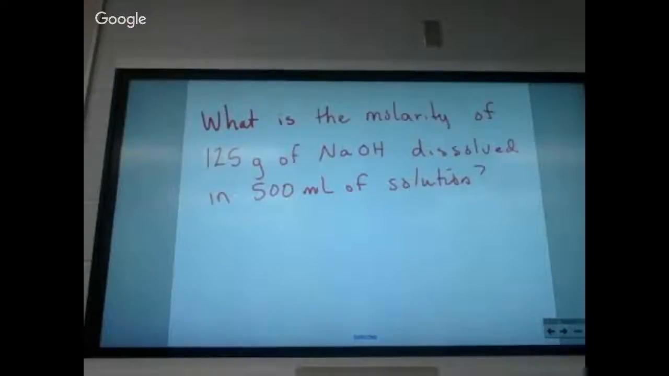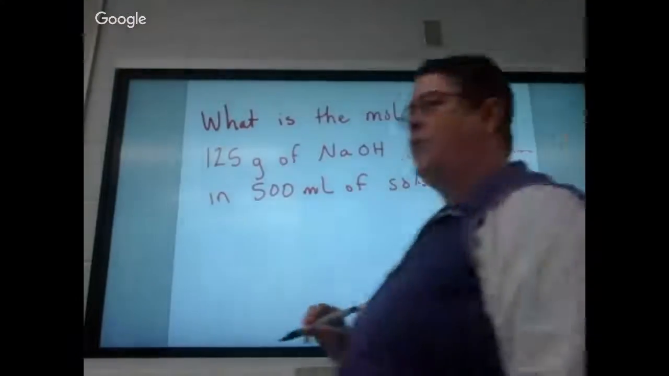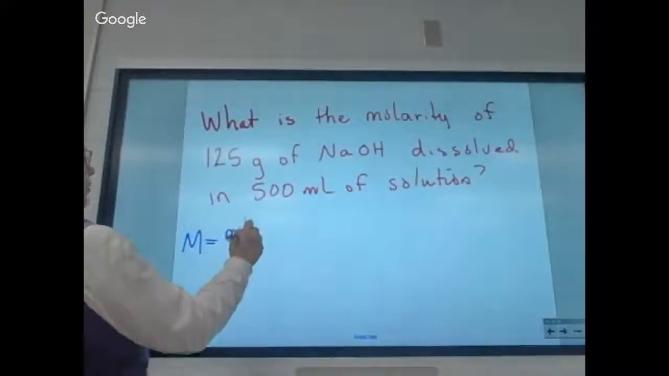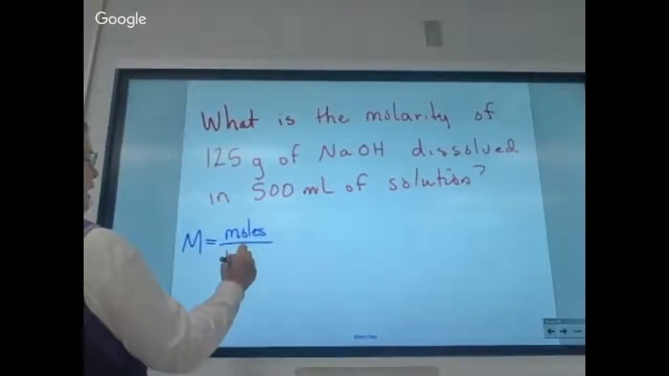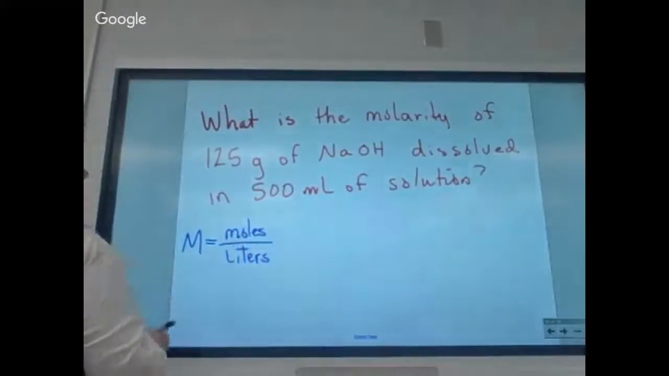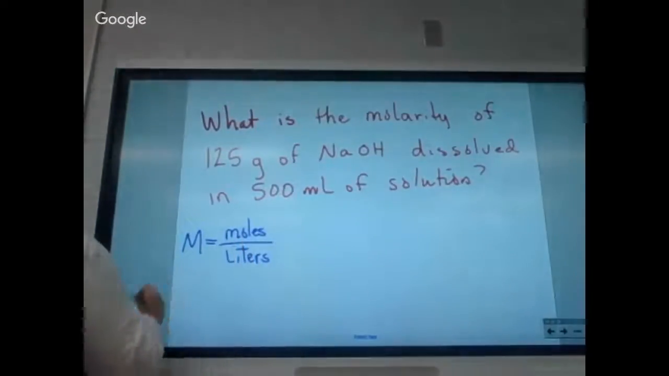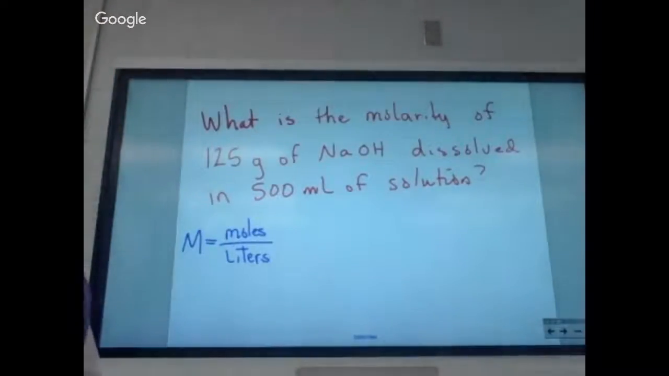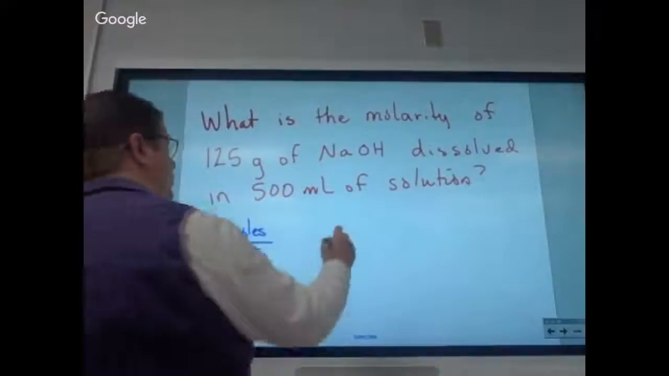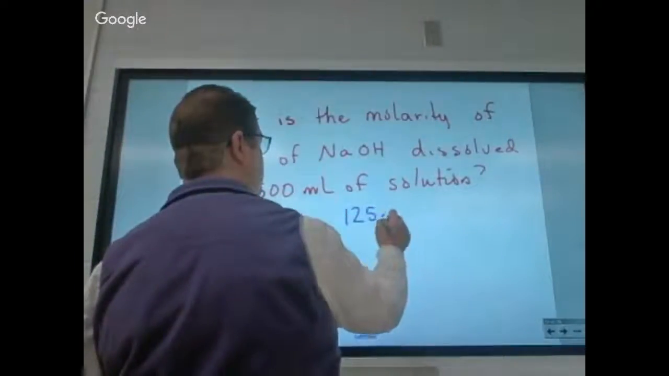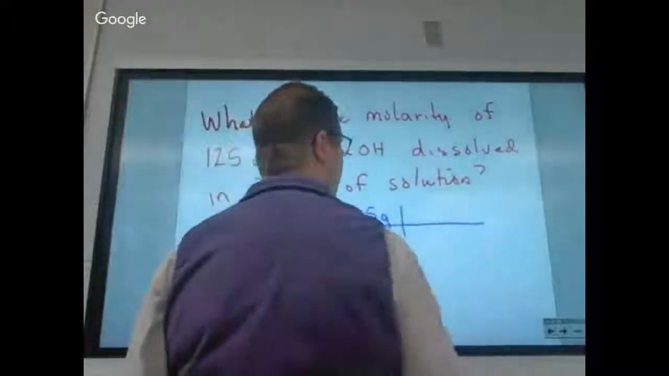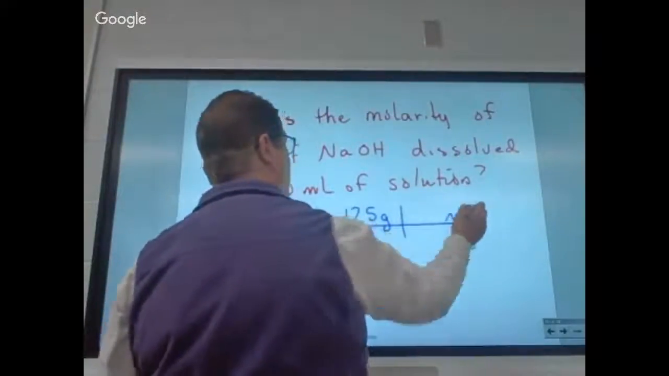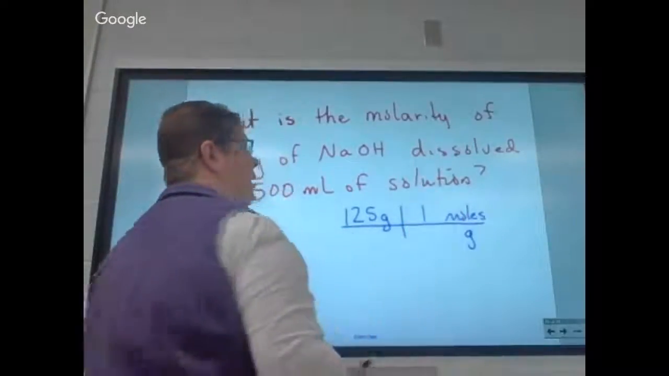All right, so the formula wants molarity equal moles over liters, right? So we're solving for big M. I need moles and I need liters. So what am I going to do with that 125 grams? Change it to moles. So 125 grams. What goes on the bottom? What goes on top? What goes beside moles? How do I get my grams?